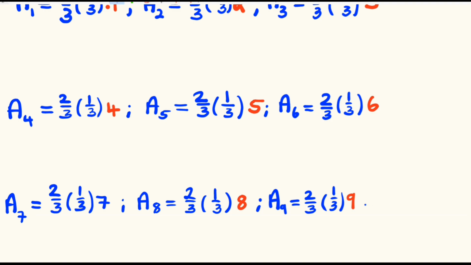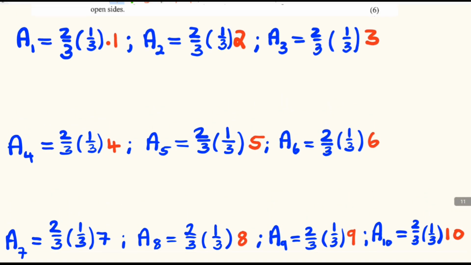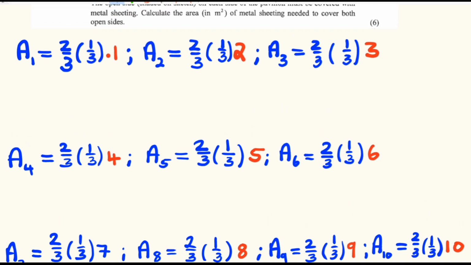And for area number 10, we have 2 divided by 3 multiplied by 1 over 3 multiplied by 10, because we are guessing that there will be 10 1 over 3's. So let's evaluate the areas.